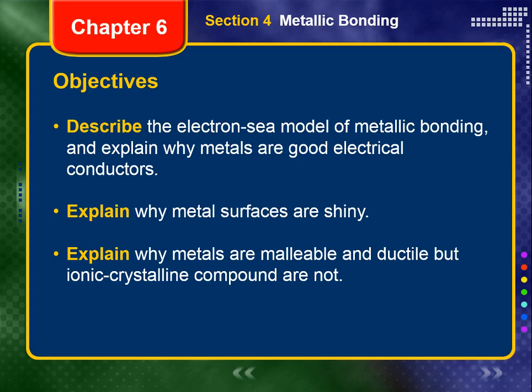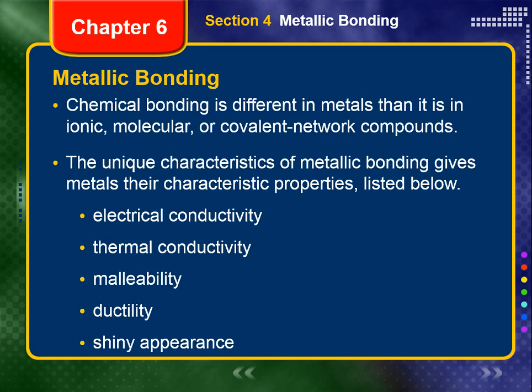At the end of this video, I hope that you can describe the electron sea model of metallic bonding and explain why metals are good electrical conductors, explain why metal surfaces are shiny, and explain why metals are malleable and ductile, but ionic crystalline compounds are not. Chapter 6, Section 4, Metallic Bonding.